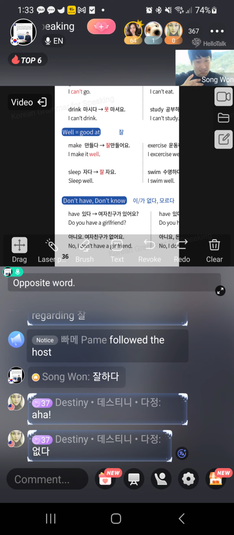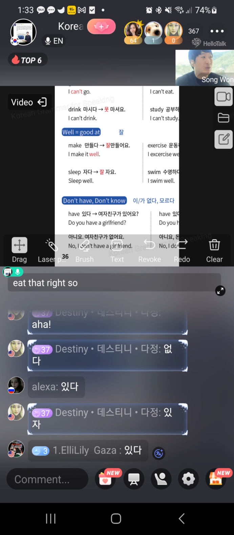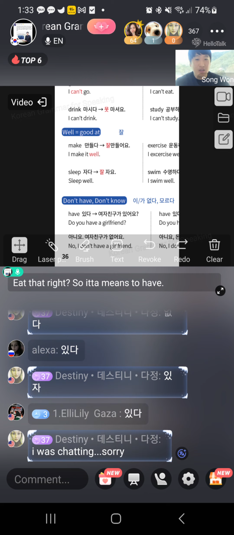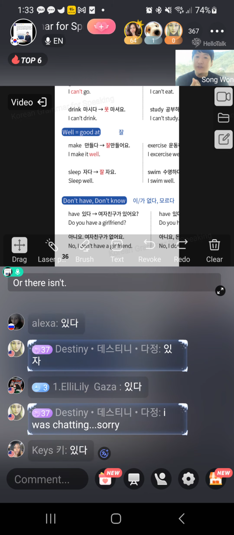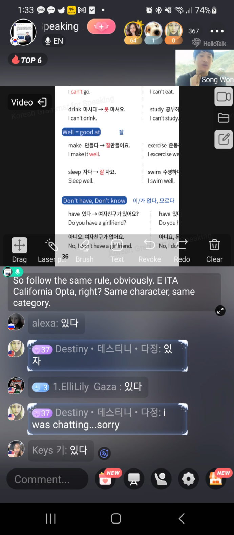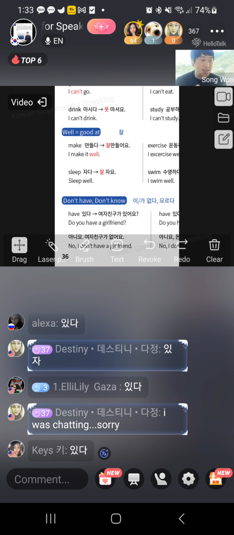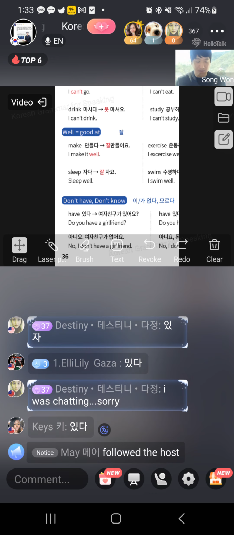없다. Oh my god. 있다, right? So, 있다 means to have or there is. So, follow the same rule. Obviously, 이 있다, 가 없다, right? Same character, same category. Alright, remember, anytime you use 있다 or 없다, memorize 이 and 가 should be used. So, 이 with bottom words. 가 with no bottom words. Okay?